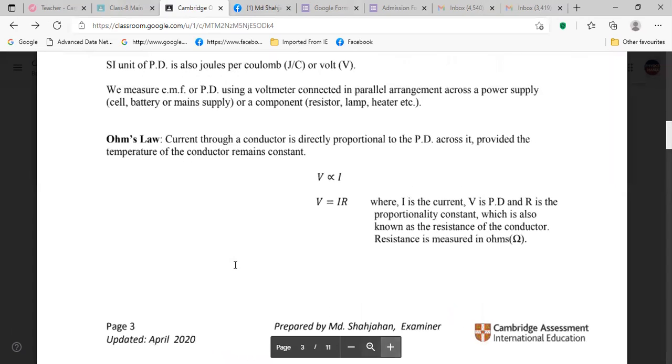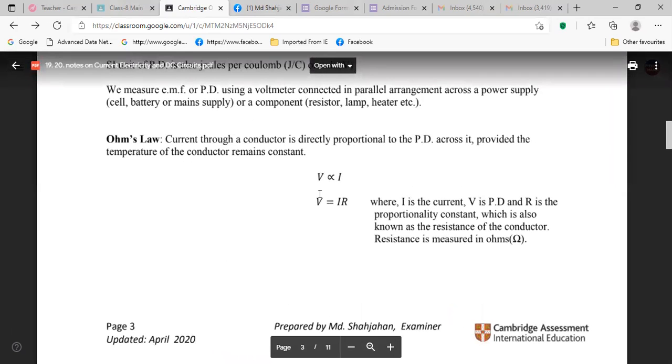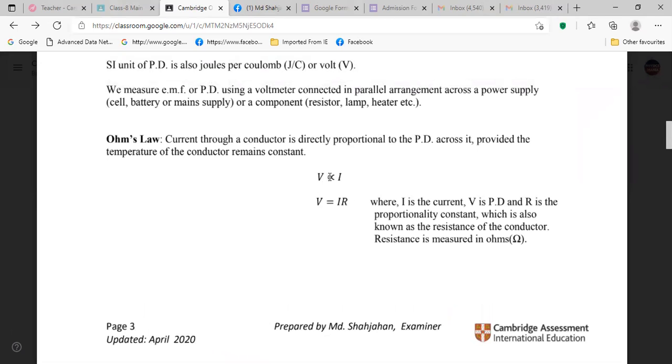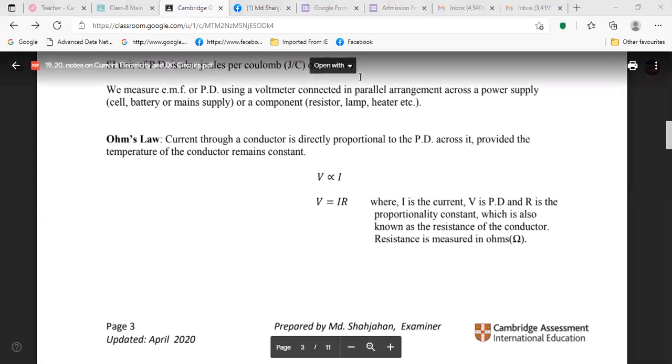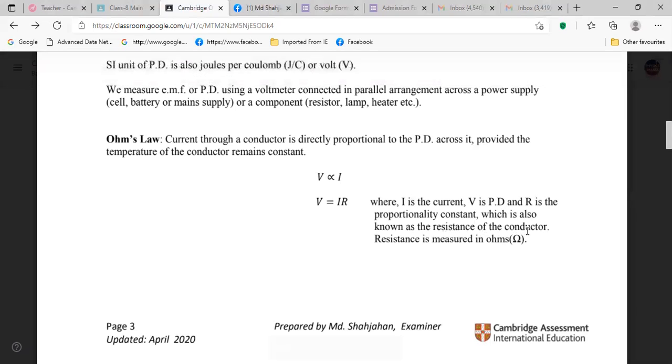This law you have to write. Please write on your copy whatever is written here in the statement. The mathematical writing, V is directly proportional to I, that one also you write. V equals IR, and this description you have to write, where I is the current, V is potential difference, R is the proportionality constant, which is also known as the resistance of the conductor. Resistance is measured in ohms.